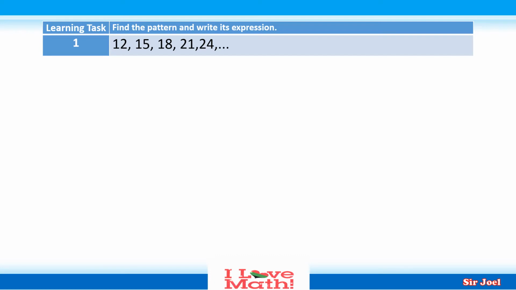Learning task number 1. Find the pattern and write its expression. 12, 15, 18, 21, 24, ellipsis. If you notice, we can get here what is called the common difference. So, let us say that this common difference is denoted by D.